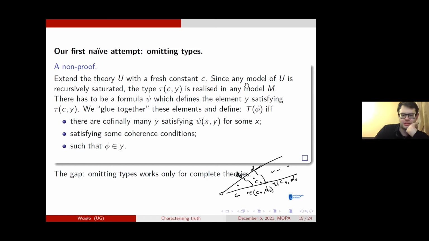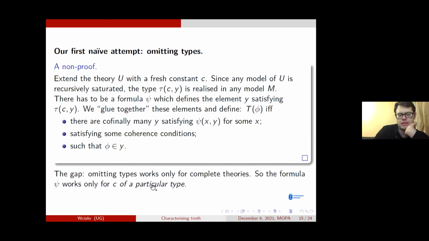But the problem is that, as stated in any of our favorite textbooks, omitting types works only for complete theories. So this formula of C actually depends on the type of C. If you add a constant, then to complete a theory in particular requires you to find the type of that constant. And if Psi depends on C, if it's really indexed by the element, then there's possibly nothing to glue together. It might be that those elements are definable by different formulae, but saying that each of those portions of the elementary diagram is definable with a different formula is trivial. Of course they are definable with some formula using infinitely many different parameters.